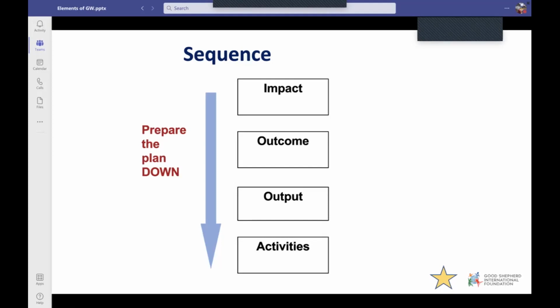I just want to share something that I think, if I could see all of you, you'd be smiling. But I can't see you because I'm sharing screen. When I first joined Good Shepherd, and I didn't know about all this, we would always look at the activities first. Hey, what can we do for this particular group?